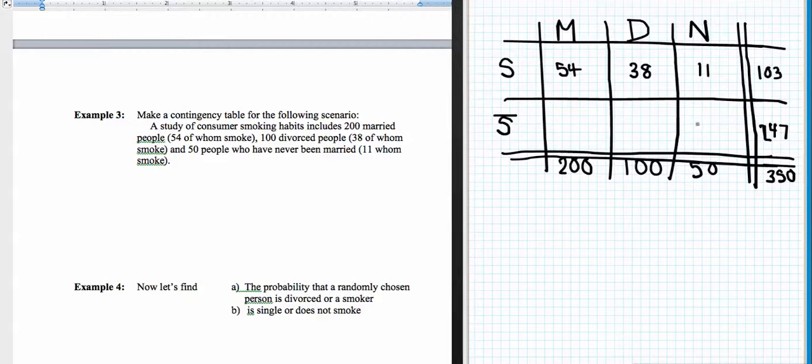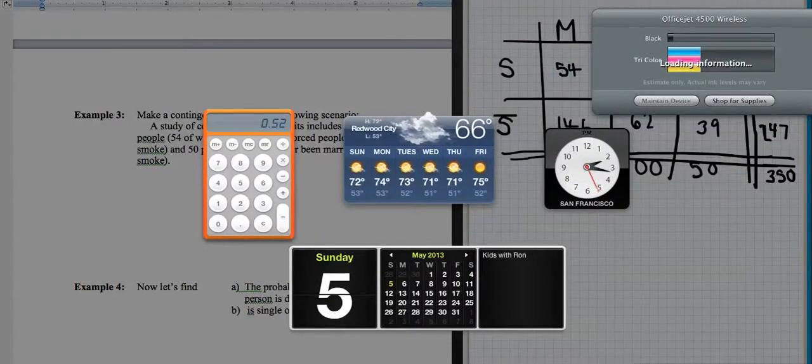50 minus 11, which would be 39. So that would be 0, carry the 1 is 50, yes. 100 minus 38, so that would be 62. And then 200 minus 54, that would be 146. And then let's get out a calculator here and just make sure everything's right. 146, then plus 62, and then plus 39, and that's 247, so that's a check. 54 plus 146, that's 200, so that's a check.